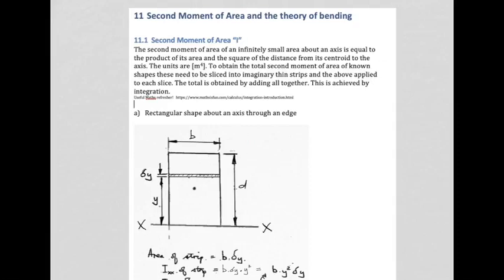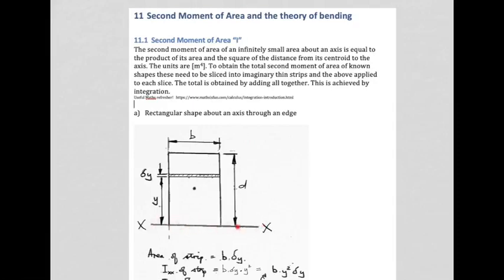Now the second moment of area, this value denoted by capital I, is going to be useful to us, and we'll show that by means of example fairly soon. But before we get there, let's first understand how we find the second moment of area of a certain shape. Now the first shape we're looking at is this rectangular shape, and we also need to have an axis that we work around. In this very first example, we're going to use axis XX.